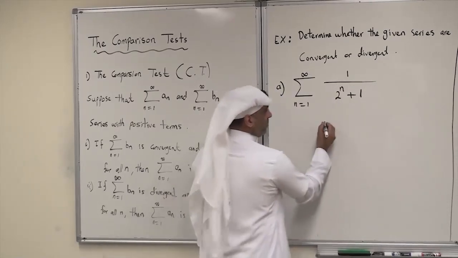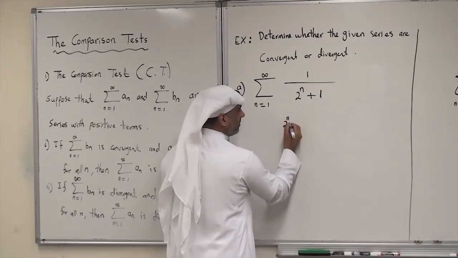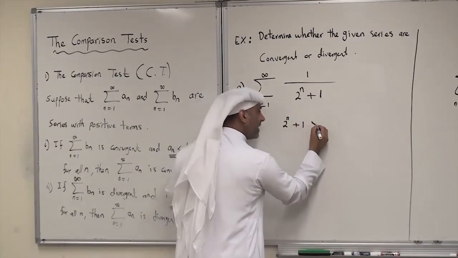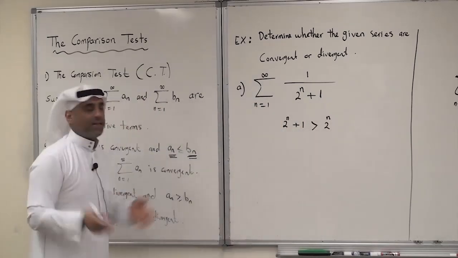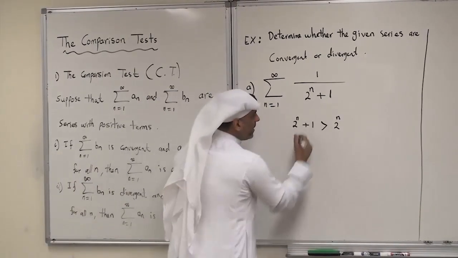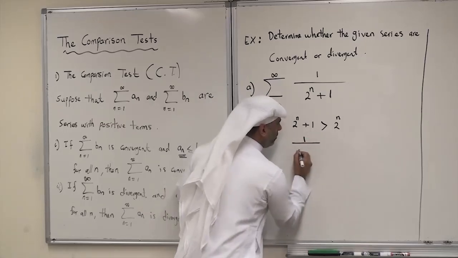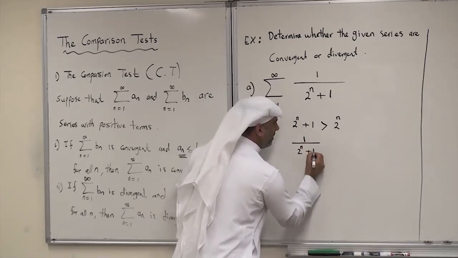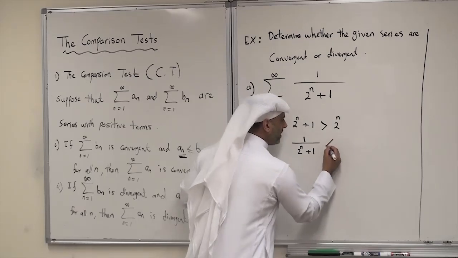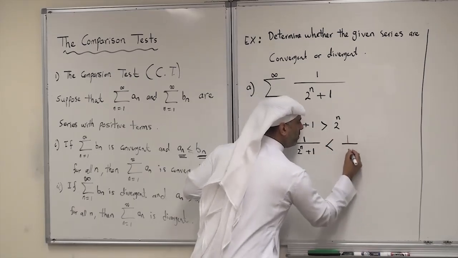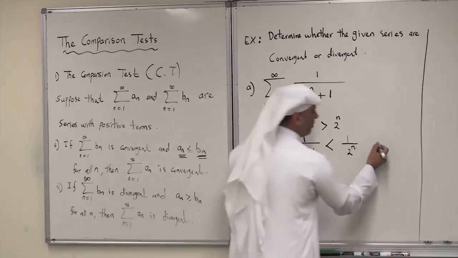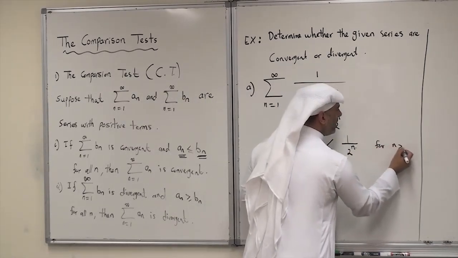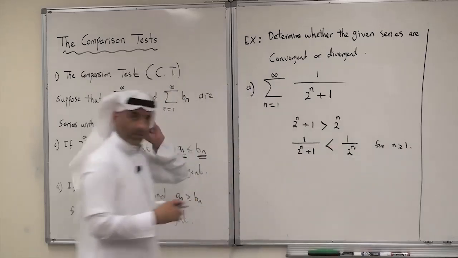Let us compare these two quantities now. Okay, we have 2 to the n plus 1 clearly greater than 2 to the power n, for any n greater than or equal to 1. So the reciprocals now, 1 over 2 to the n plus 1 is smaller than 1 over 2 to the power n. That's clearly true for any n greater than or equal to 1. Always this is holding true.